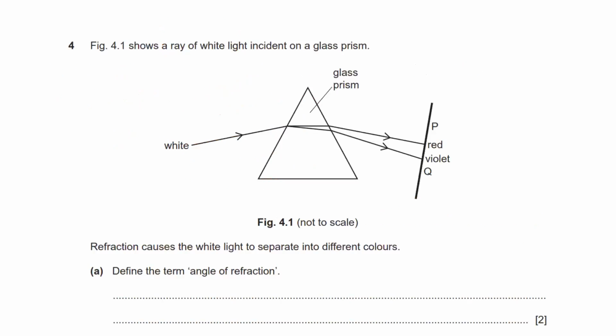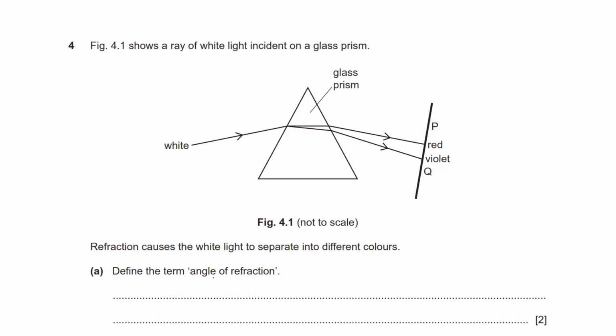So moving ahead, next question, question number 4. It says figure 4.1 shows a ray of white light incident on a glass prism. We have a prism over here and the white light is coming in. The white light is breaking down into its component colors because of the prism and the different refractive indices. Then it comes out of the prism, and there is bending of light as well. So the refraction causes white light to separate into different colors. This is exactly what is happening here.